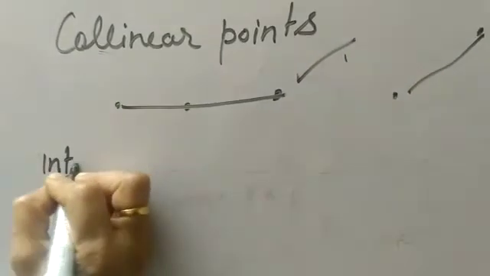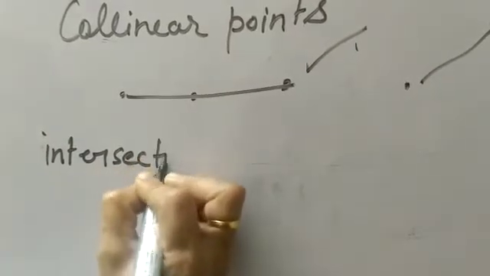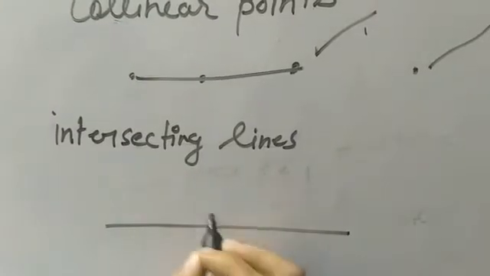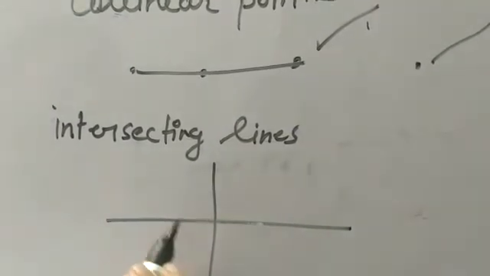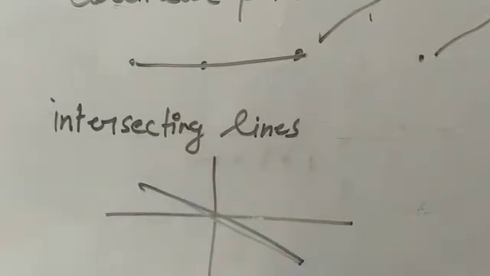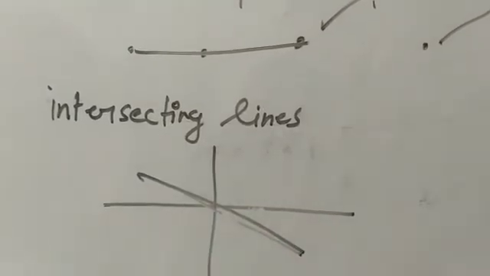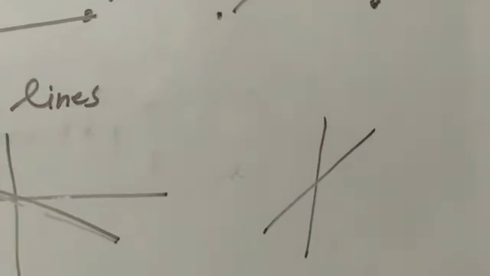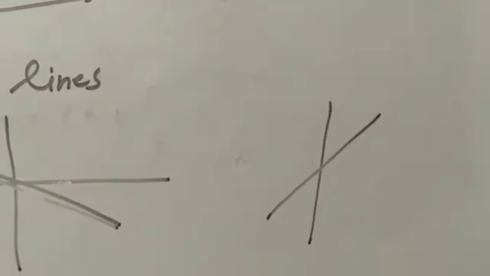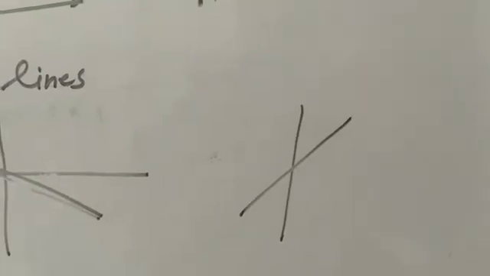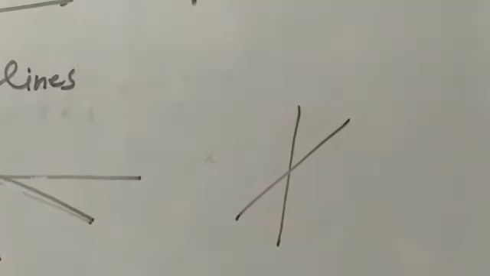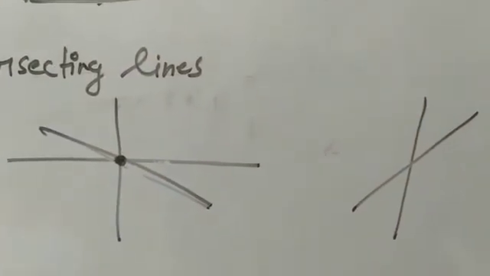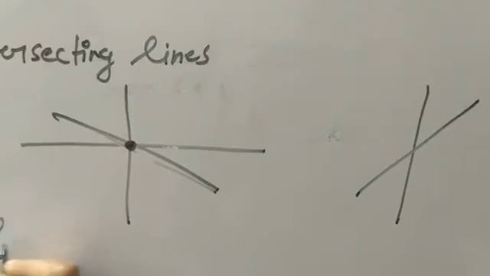After that, intersecting lines. What are intersecting lines? One line is here, and what is another line doing to it? It is cutting it, intersecting it. So what lines will these be? Intersecting lines. If one line cuts the other, it is said to be intersecting lines. So two lines in a plane which cut each other at one point are called intersecting lines. And the point where they intersect is called the point of intersection. After that, parallel lines.